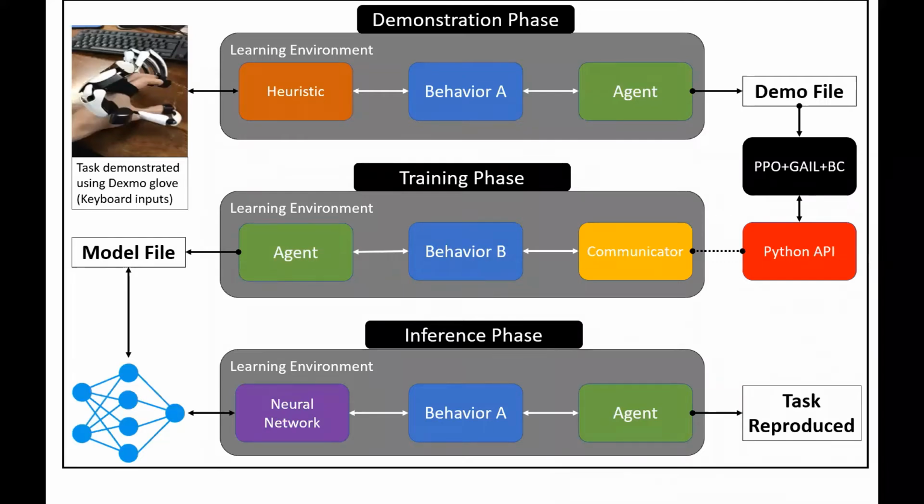So we developed a system that can train an agent to perform a task just by observing demonstrations. Our agent controlled a virtual hand model to perform dexterous tasks. Our system is broken down into three phases: a demonstration phase, training phase, and inference phase. I'll first go through the demonstration phase.